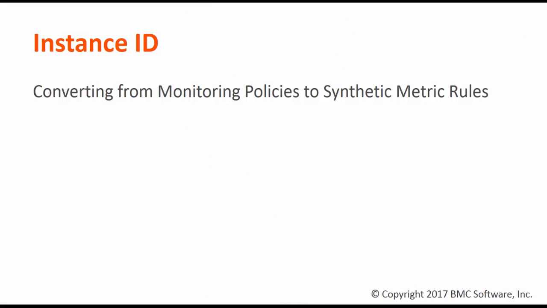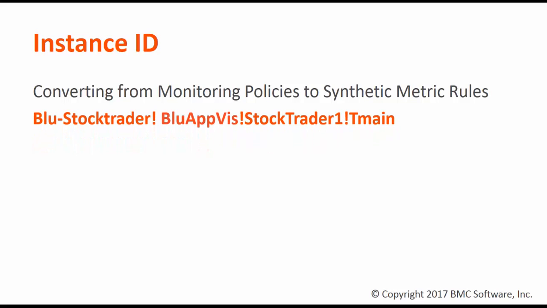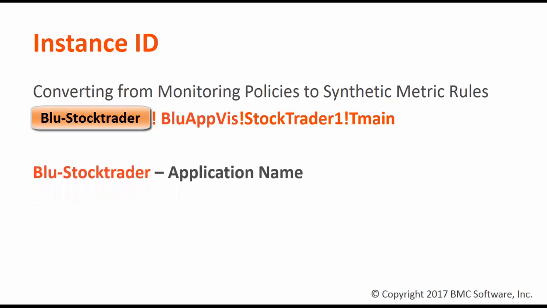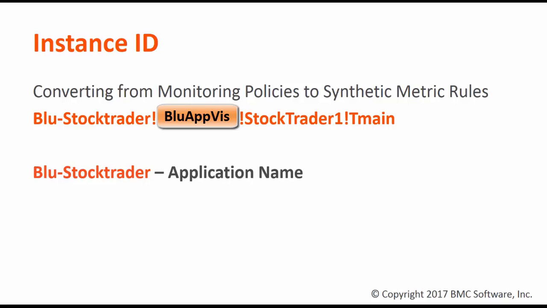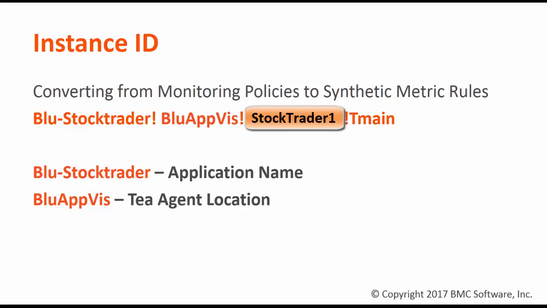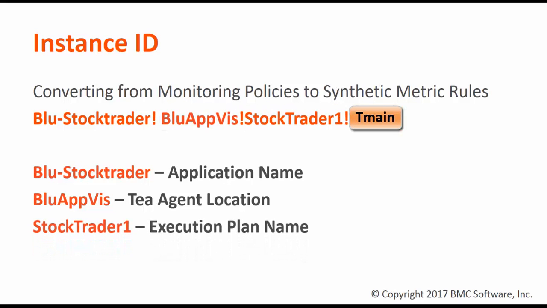Before I start the demo, one thing I want to talk about is the instance ID. If you've chosen to make your monitoring policy very specific, then you will need to understand how to convert the instance IDs for the new SMRs. For this example, you may see an instance ID similar to this. In this scenario, the first parameter, Blue Stock Trader, is the application name. The second parameter, Blue AppVis, is the T-agent location name. The third parameter, Stock Trader 1, is the execution plan name. And the last and final parameter, T-main, is the name of your transaction.